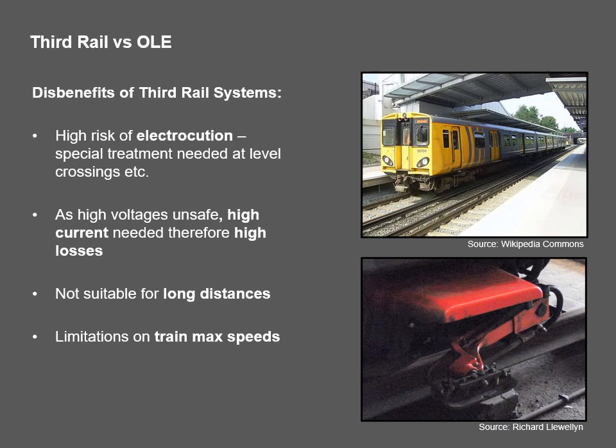So the disbenefits of a third rail system include the high risk of electrocution. As high voltages are unsafe, high current is needed, therefore there's high losses. So it's not suitable for long distances. And there's also limitations on train maximum speeds.